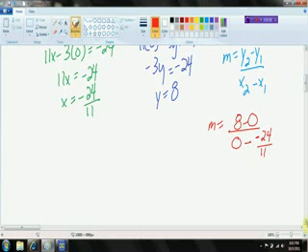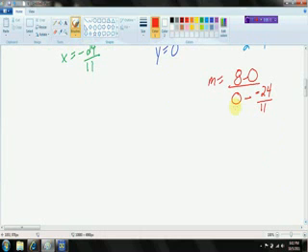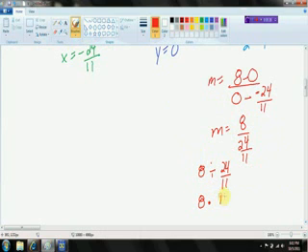Let me scroll down so we have some more room here to work. So we have m is equal to 8 over 24 over 11. Alright, that's a little messy. So what I want to do is take 8 and divide it by 24 over 11, because that's what the fraction bar right here is telling us to do. This is actually 8 times 11 over 24. We can cross cancel and we get 11 over 3.